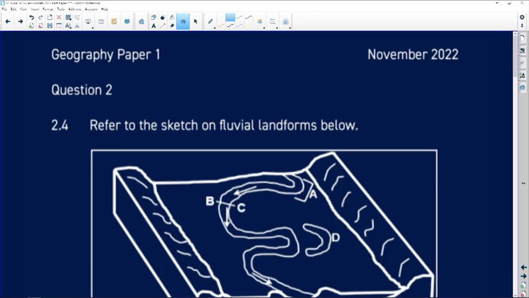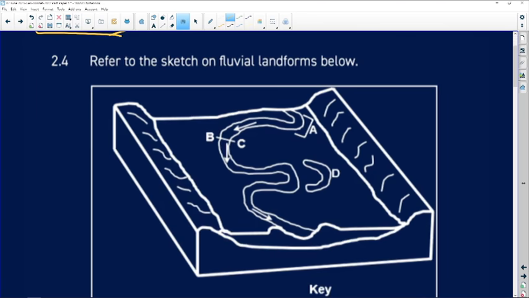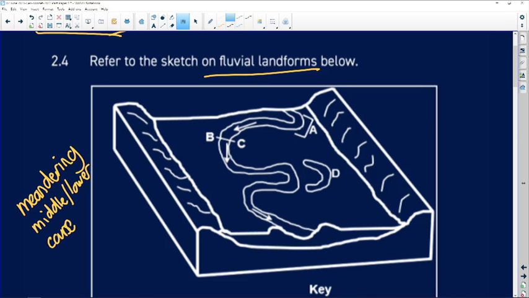Okay, let's quickly have a look at question number two, grade 12s. What do we have here? We have a sketch with different landforms that's been presented to us. Immediately what I can tell you, just to identify, we can see the river meandering. Definitely meandering taking place over here. And we know this river meandering takes place usually in the middle and lower course. Over here we have a floodplain. And D is known as an oxbow lake.